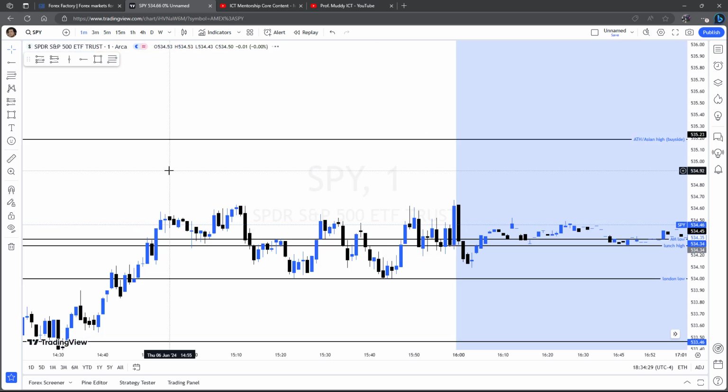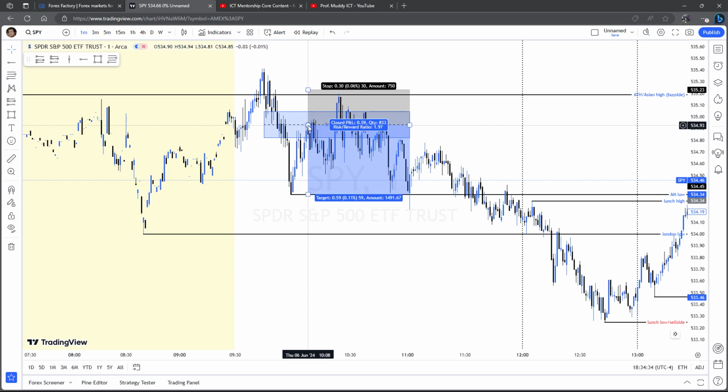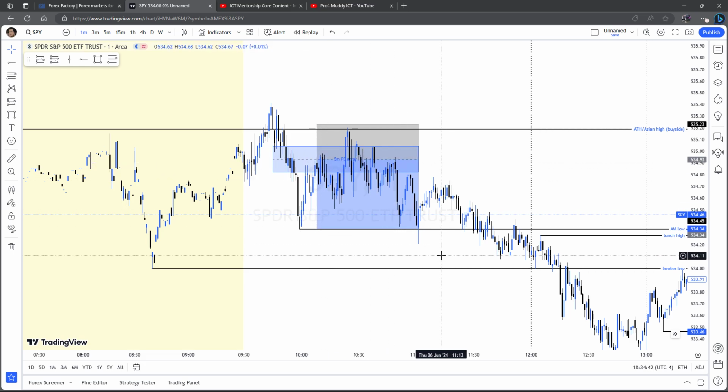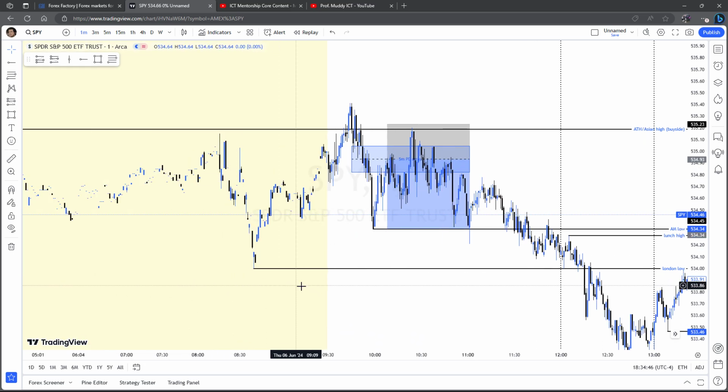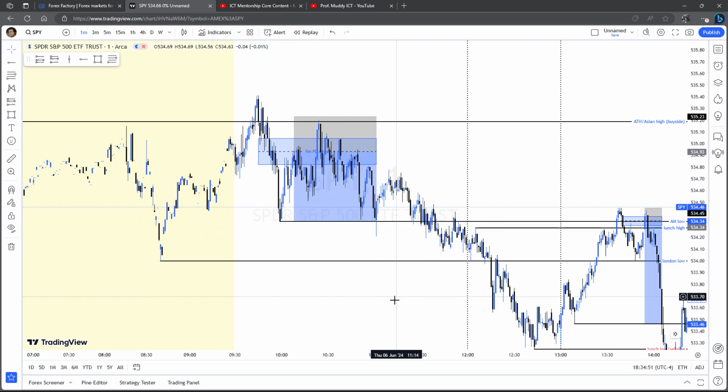I waited for time, 9:50, 10 a.m. Let's see, 10:08. I entered once price retraced into this inefficiency, the consequent encroachment of this 5-minute PD array from earlier, targeting the AM low as well as that London low from earlier. And as you can see, I closed my position at the AM low here.